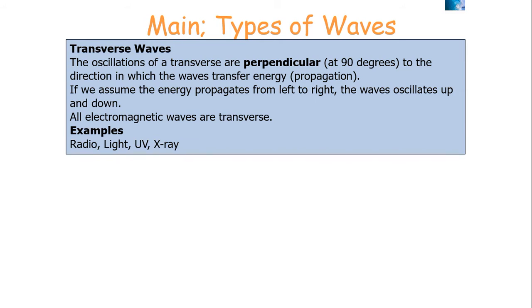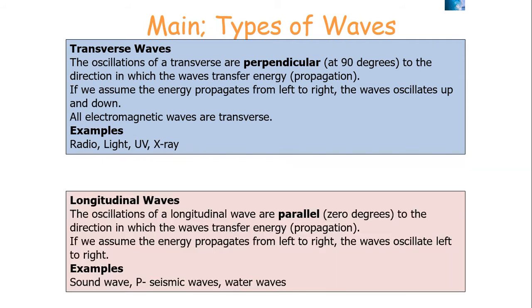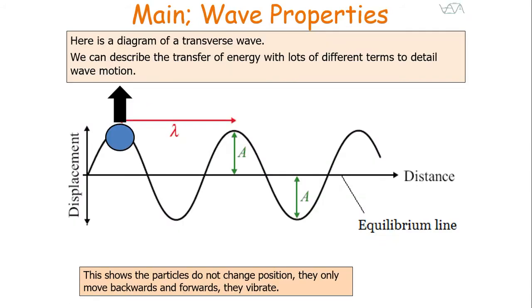So transverse waves are when our oscillations are perpendicular to the direction in which the wave propagates energy. If we assume the energy propagates from left to right, the waves could oscillate up and down. Now, all electromagnetic waves are transverse, whilst longitudinal waves are waves which have oscillations which are parallel to the direction in which the wave transfers energy. If we assume the energy propagates from left to right, the wave would oscillate from left to right. And examples include sound waves, primary seismic waves, and water waves.